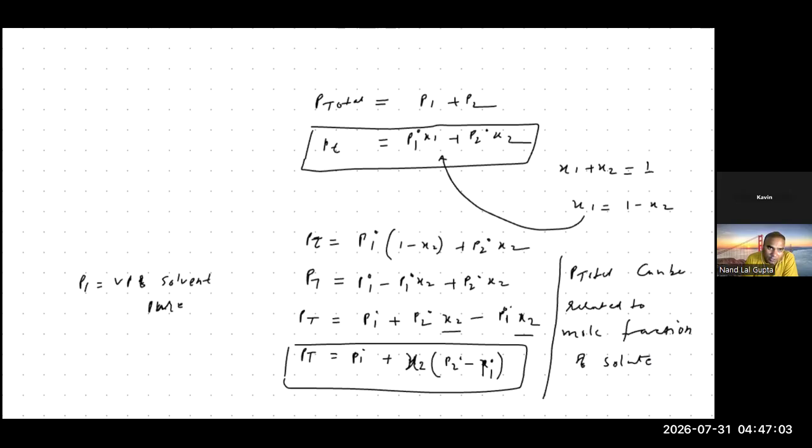What is the P2 naught? P2 naught is the vapor pressure of solute, and that should be pure. PT, what do you mean by PT? That is the total pressure of solution. Now, what we can do, we can solve some of the problems.